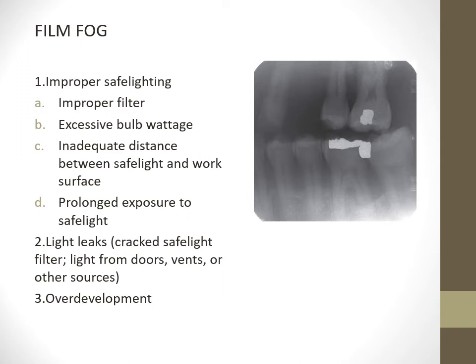This is film fog. See, we are not able to see the radiolucent or the radiopaque regions. It appears too foggy. This is called film fog. What are the reasons for film fog? Improper safe lighting. What is improper safe lighting? First is improper filter. Second is excessive bulb wattage. Third is inadequate distance between the safe light and the work surface. Fourth is prolonged exposure to safe light.